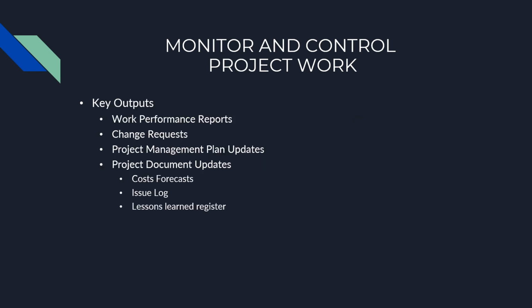The outputs of monitor and control project work are work performance reports, change requests, updates of the project management plan, and the project documents. Project document updates can be the issue log, cost forecast or lessons learned register.